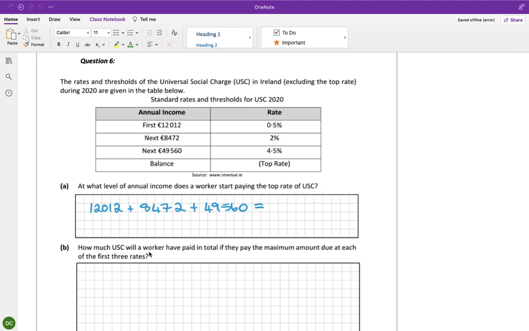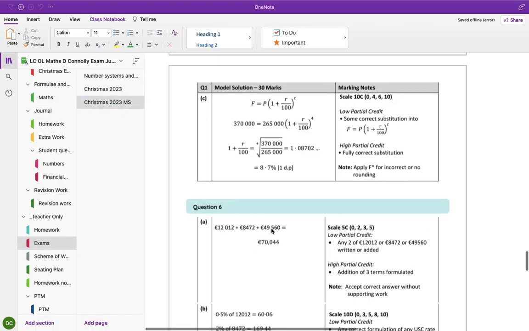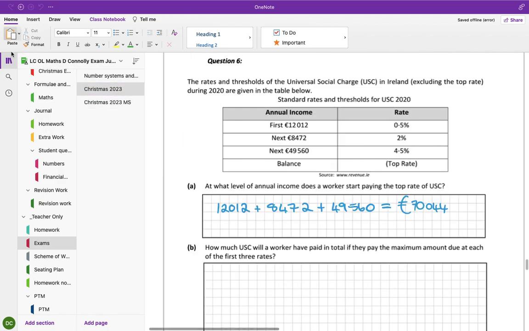So we just need to, I actually feel like my class, we did this in class, which is handy. So that is 70,044. So that's how much you have to earn to go on to the top rates, and that is correct for 5 marks.